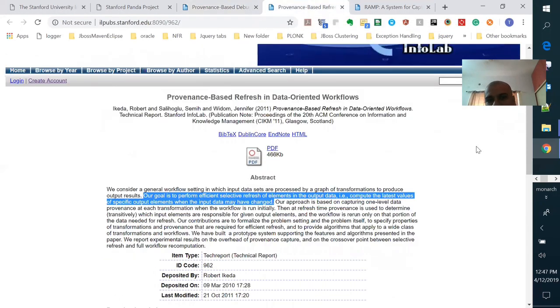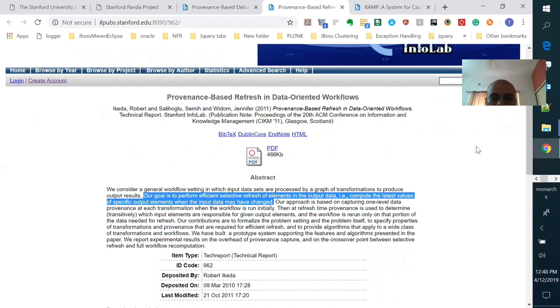Provenance-based refresh in data-oriented workflows. Like in the previous slide, we discussed that if we find any wrong or outdated source of data and want to correct it, then we might want to do a refresh. So this paper talks about that process.